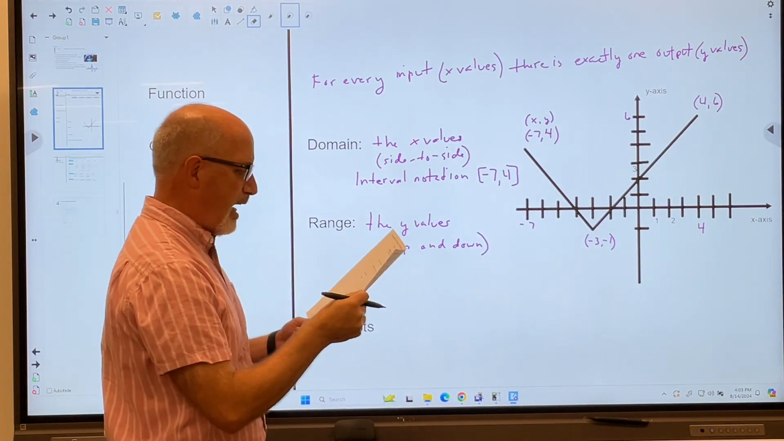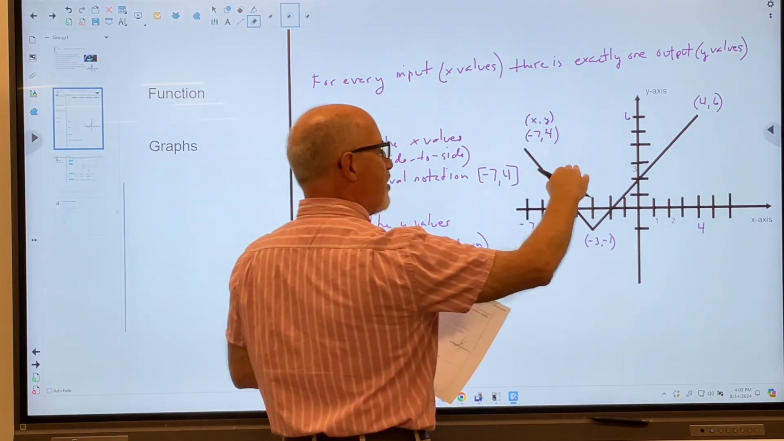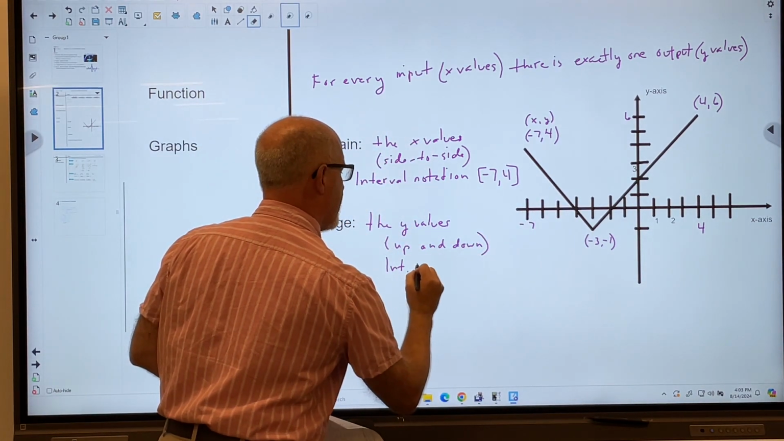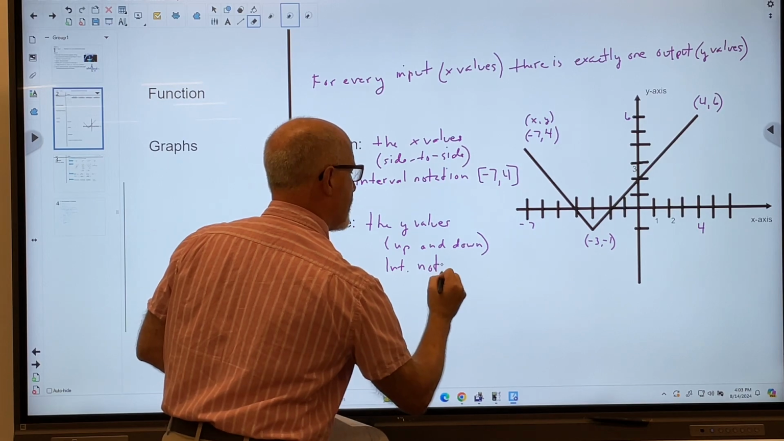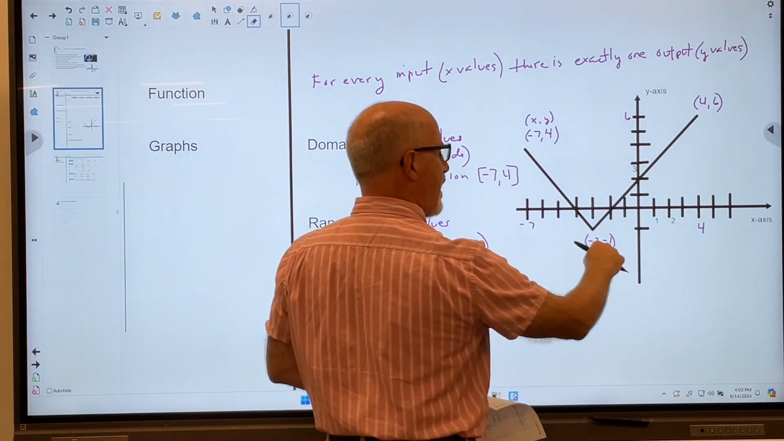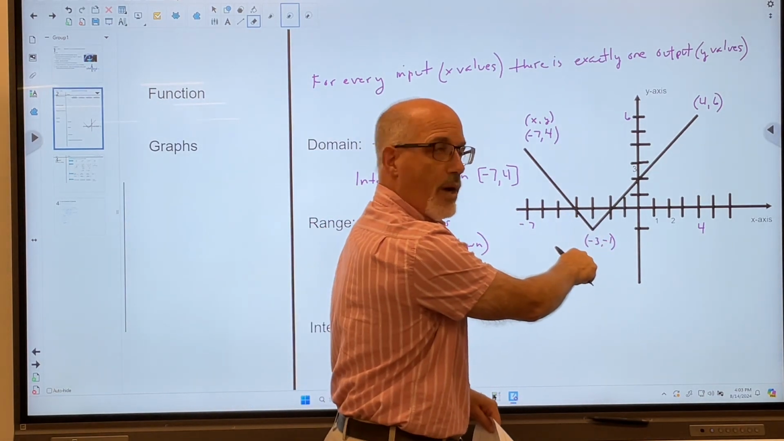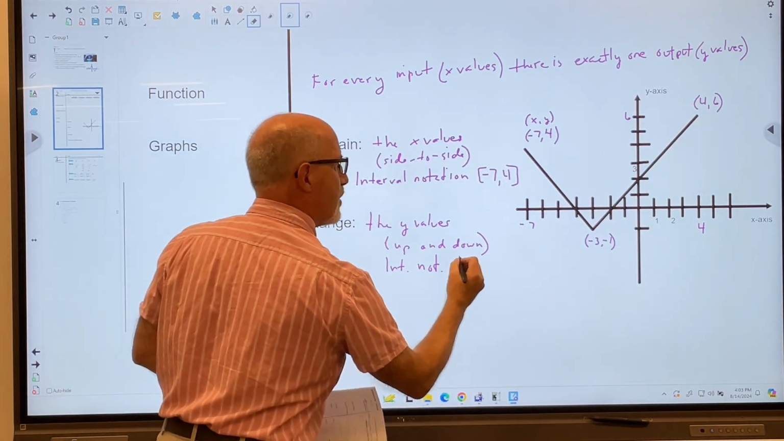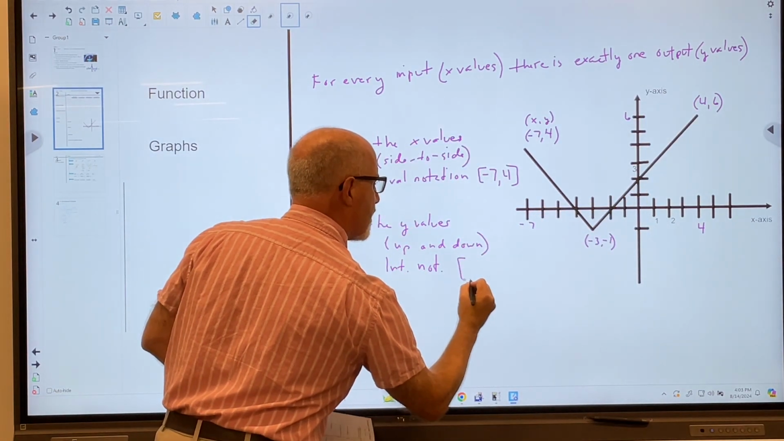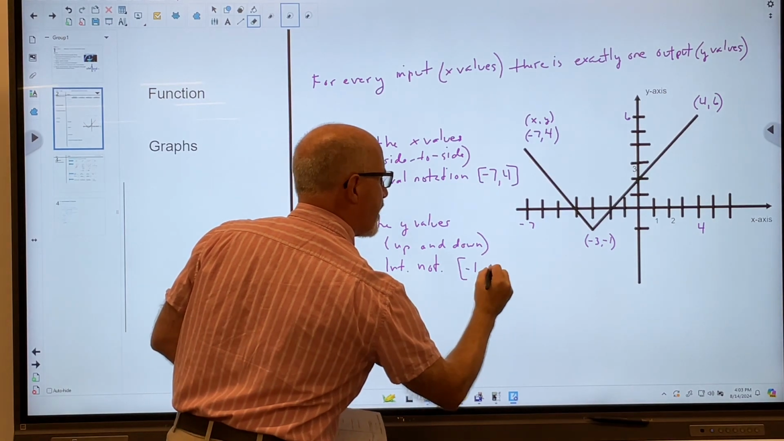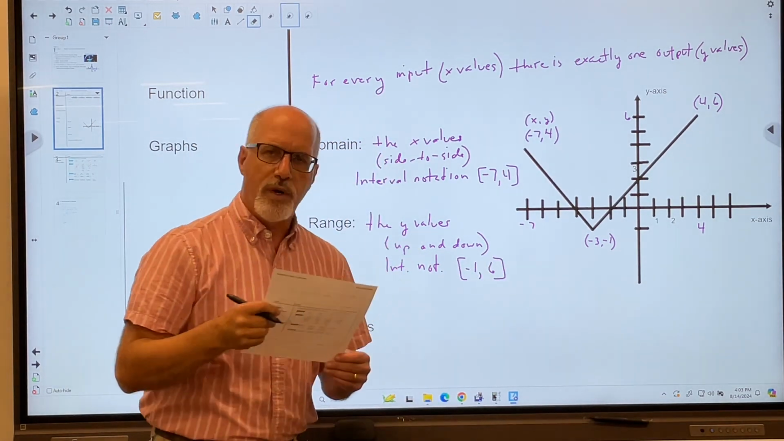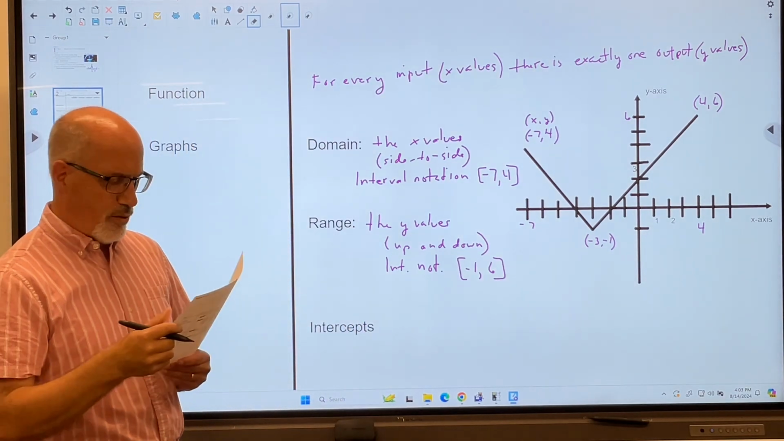So when you look at the up and down, what is the lowest this graph goes to in interval notation? The lowest this graph goes to is -1 for the y value. The highest it goes to is 6 for the y value. So it's going to go from an included -1 and go all the way up to 6 as part of where the y values, or the range, goes to.